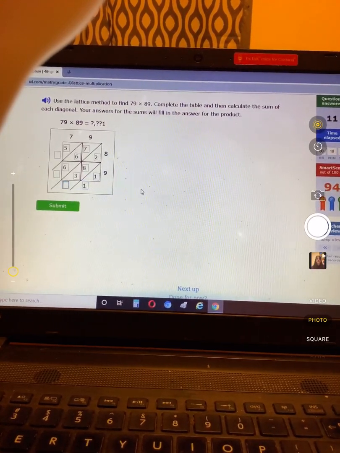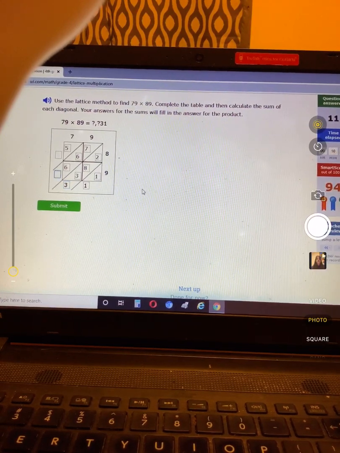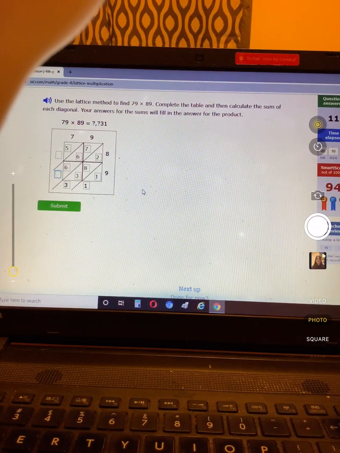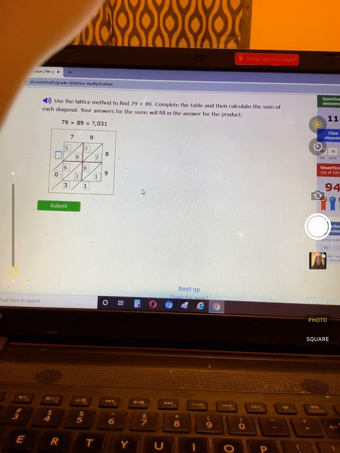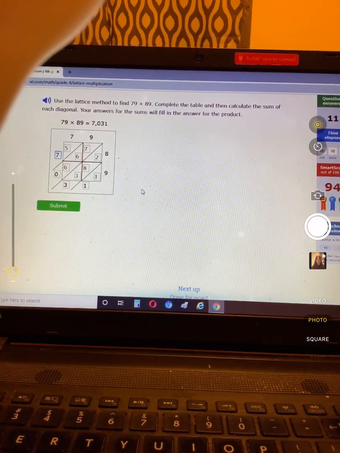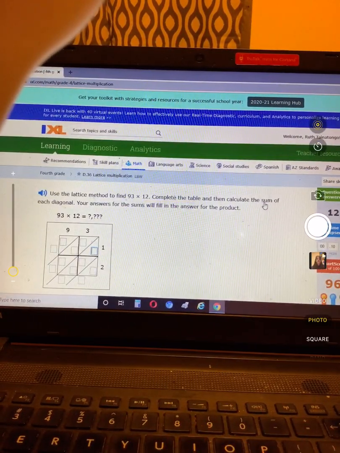Now we add. 3 plus 8 is 11, plus 2 more is 13. We carry the 1. So we have 6 plus 1 is 7, plus 6 more is 13, plus 7 is 20. So that's 0, and we're carrying 2. So that would be 7. 79 times 89 should be 7,031. Yay, we're getting them right.